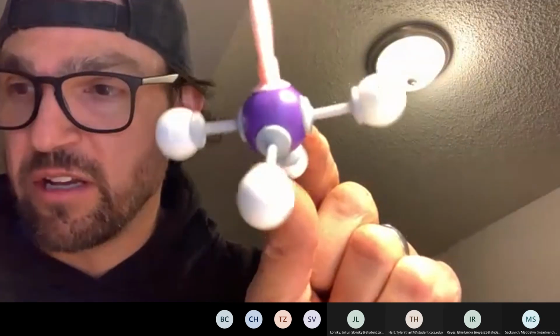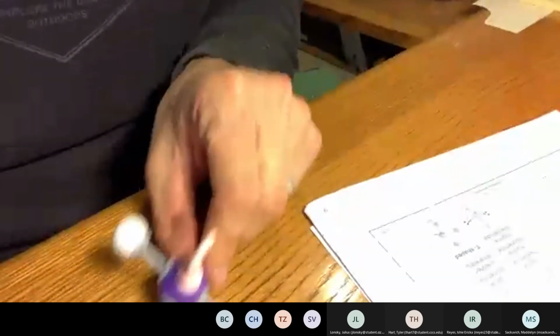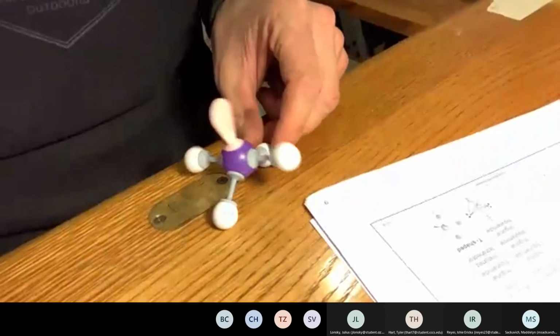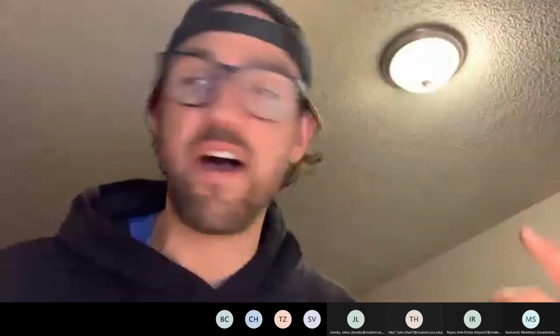Look at this. This is good teaching. Seesaw. I could even put it on my desk here. There it is. Seesaw. So that's the seesaw shape. So either you can call it a distorted tetrahedron, you can call it a seesaw. I don't care. Either one is perfectly fine, but you should know both.